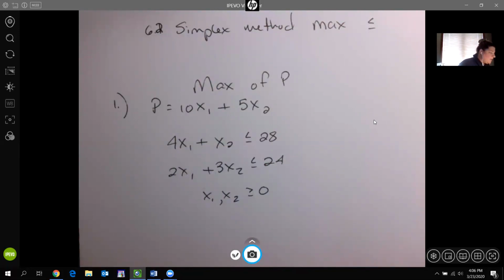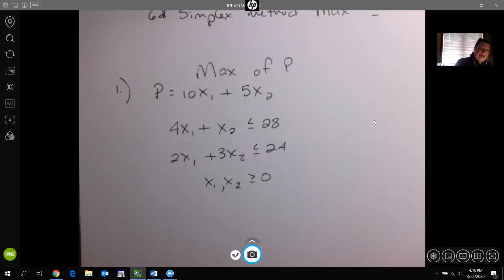The way that we start is by adding in a slack variable instead of having the less than sign. If you think about it, a slack variable will pick up, if we're less than, let's say 28 on this first one, any of the numbers when you don't quite get to 28. So if the maximum happens at 27, we had one number of slack. So these variables become part of our formula to help us use this method. Basically they're just slack.